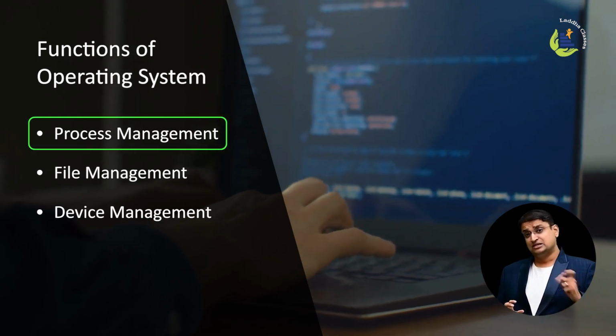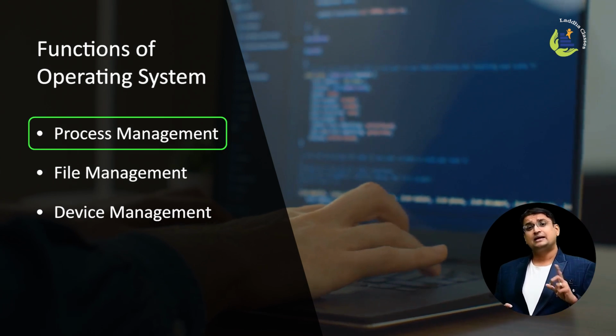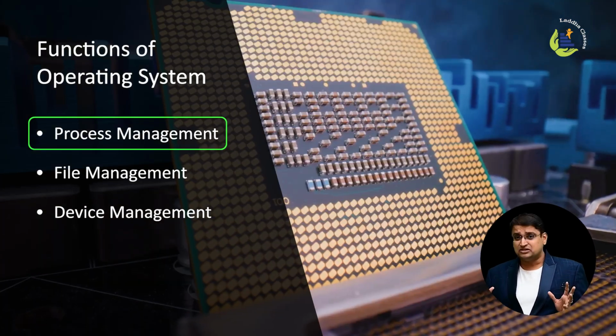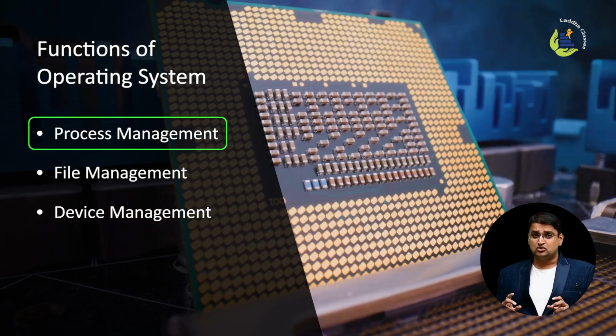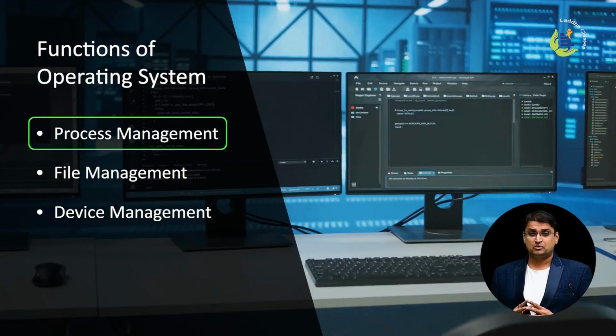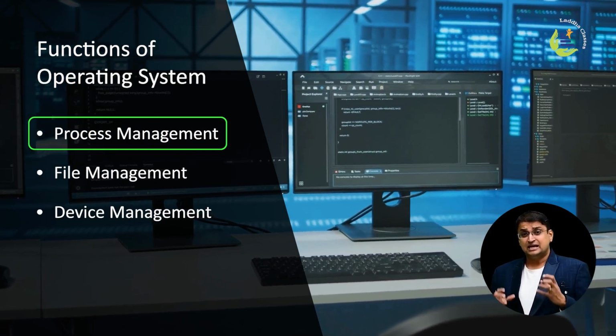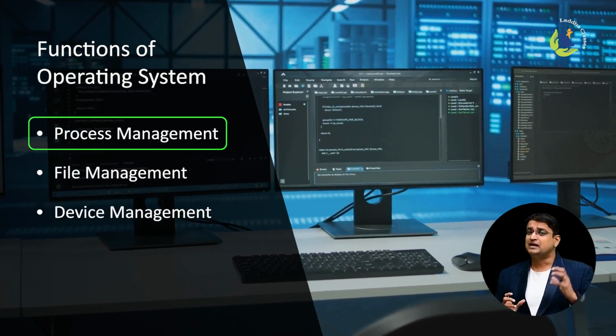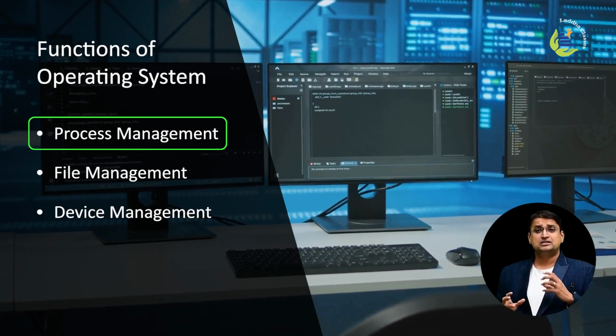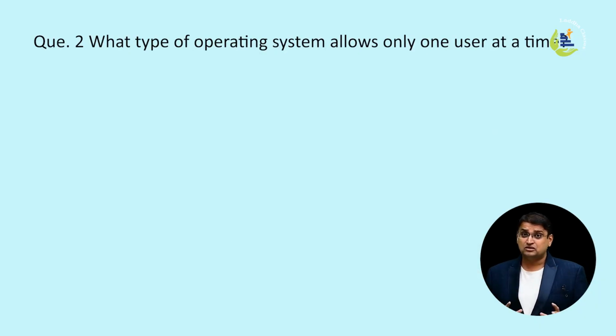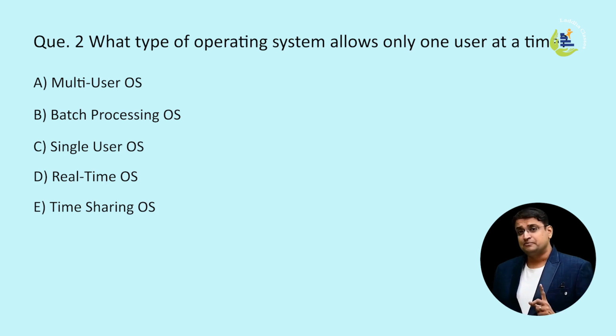It manages processes running on a computer, ensuring that each process has sufficient resources and is executed properly. The other options, such as data analysis, web browsing, and graphic design, are specific tasks handled by applications, not the OS itself. Question 2. What type of operating system allows only one user at a time? Options are multi-user, batch processing, single user, real-time, time sharing.